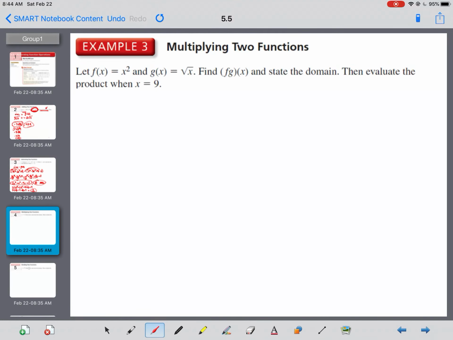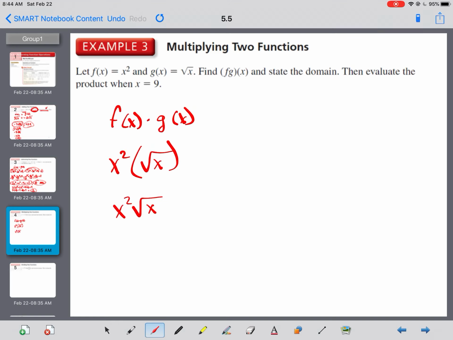All right, f of x is x squared, and g of x is the square root of x. Find f times g of x and state the domain. Then evaluate the product when x equals 9. So I'm going to do f of x times g of x. So that's x squared times the square root of x, which is just x squared square root of x. Now, we could say x squared times x to the 1/2.